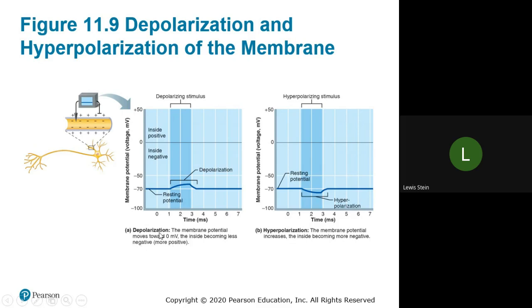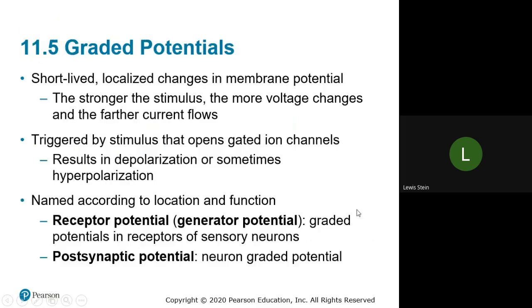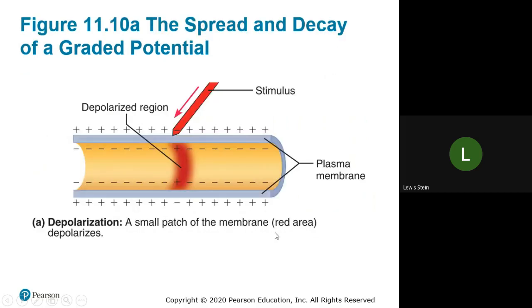That's true. So more likely to fire, less likely to fire. Depolarization, hyperpolarization. They have a very short lifespan. The stronger the stimulus, the more voltage changes and the farther the current flows. Depending on the stimulus, we're going to open a certain amount of ion channels. Now, according to location and function, we have receptor potentials, graded potentials in receptors of sensory neurons, and postsynaptic potentials. So you have different types of terminology, and you'll see them.